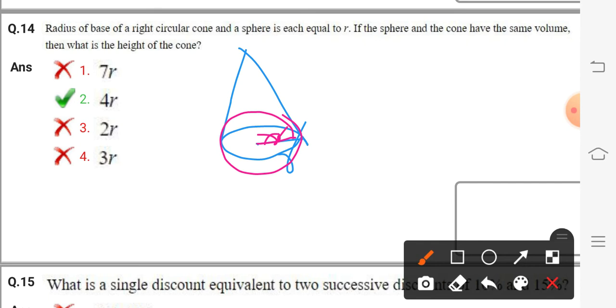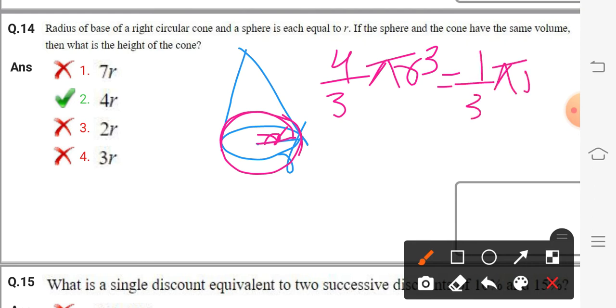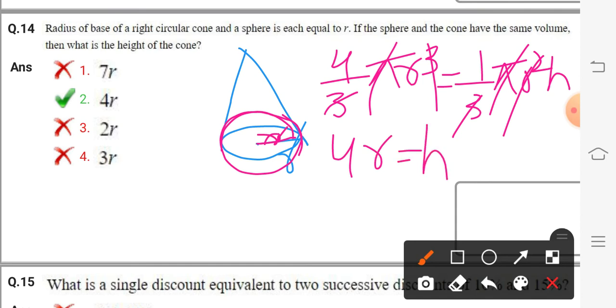Volume formula for the sphere: volume 4 by 3 pi r cube. Sphere volume is equal to cone volume, which is 1 by 3 pi r square h. Cancel pi, 3 here, r with r square, here also 2 r. So 4 r is equal to h. The height is equal to 4 r.